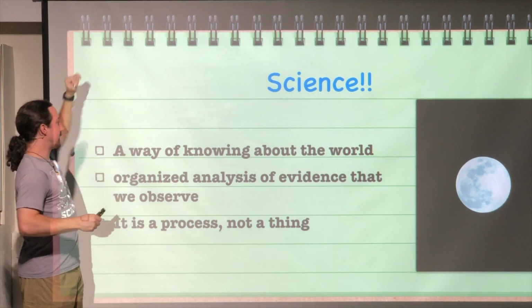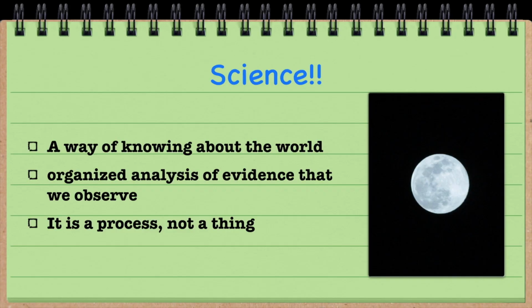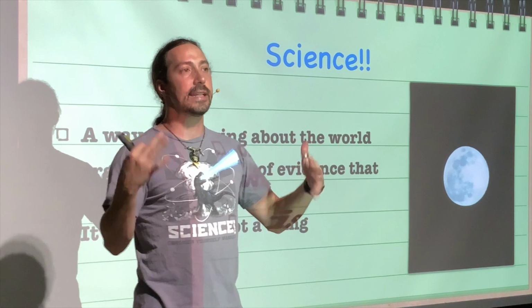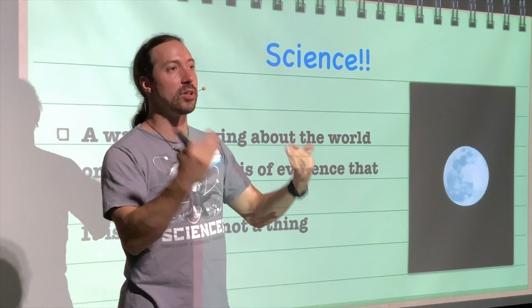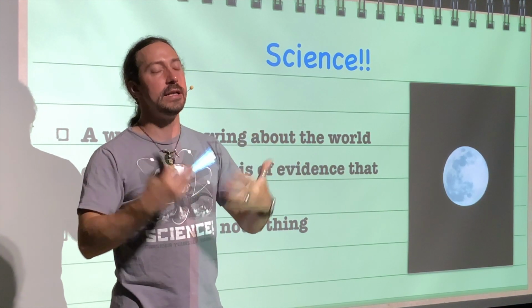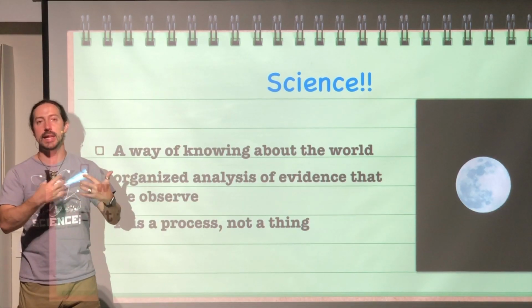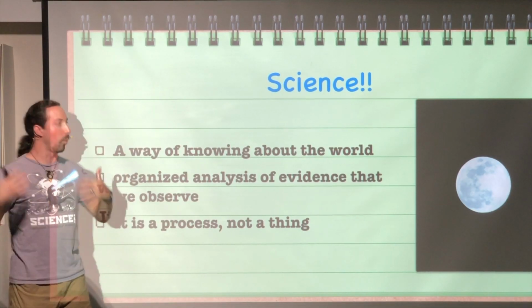First, science. What is science? Well, it's a process. It's not a thing. Science is all about learning about the world around us. It's about studying and understanding why different events or different things take place in the natural world.